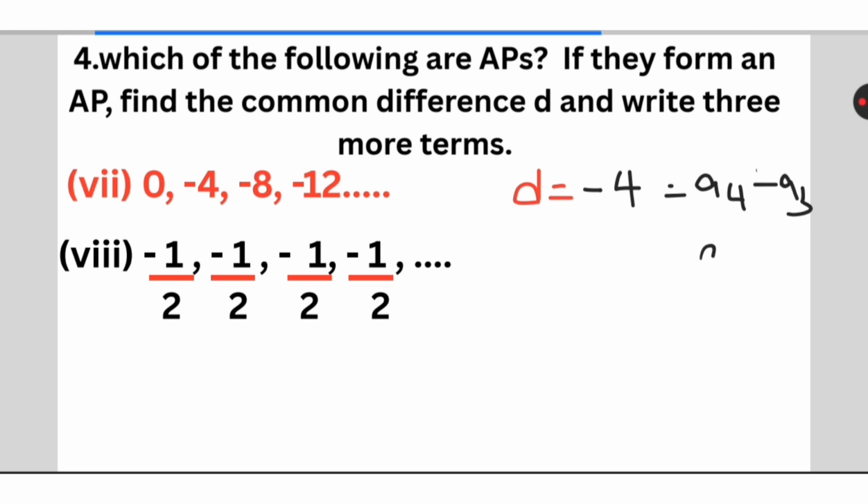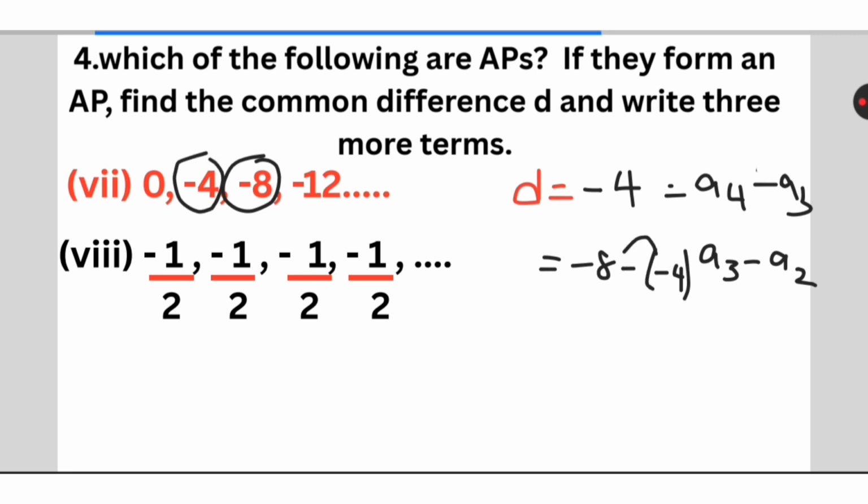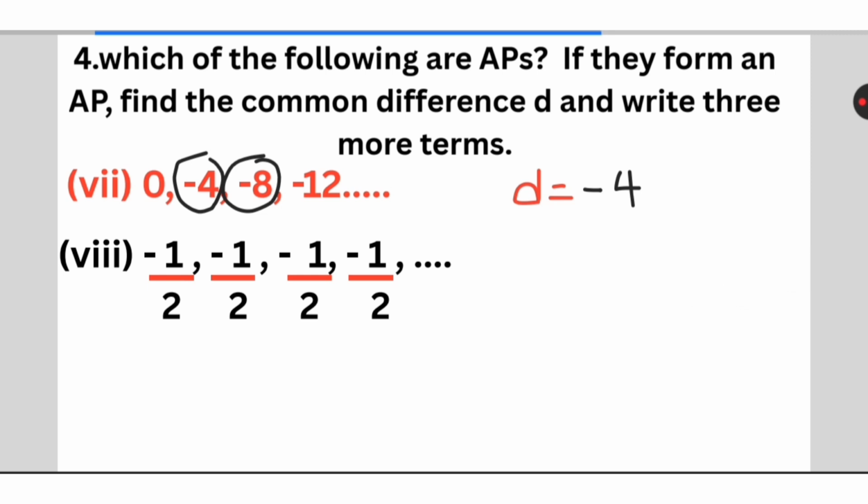So now let's do A3 minus A2. So A3 is minus 8, minus of A2 is minus 4. Minus into minus plus. So minus 8 plus 4, which gives minus 4. If you do A3 minus A2 also, we are getting the common difference as minus 4. That means this sequence forms an arithmetic progression. So let's write the 3 more terms. So the common difference is minus 4 and the first term is 0.